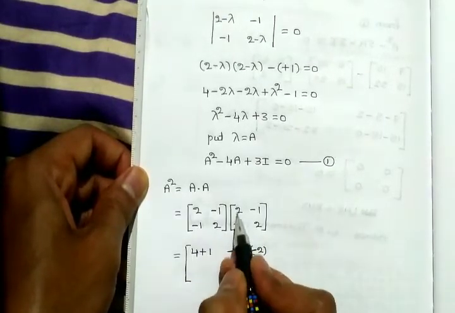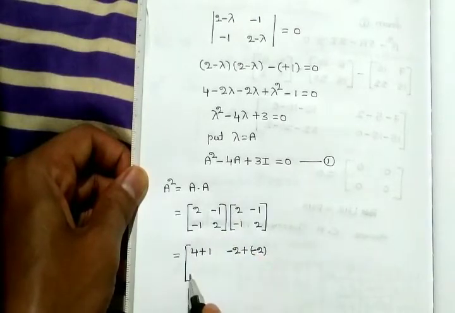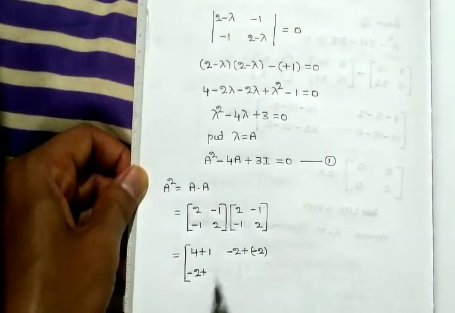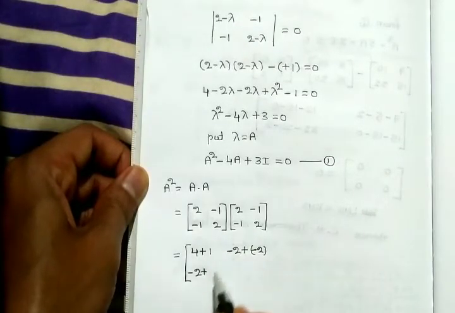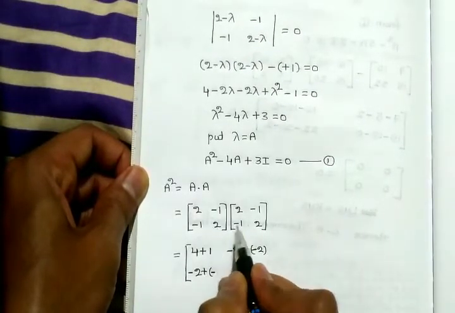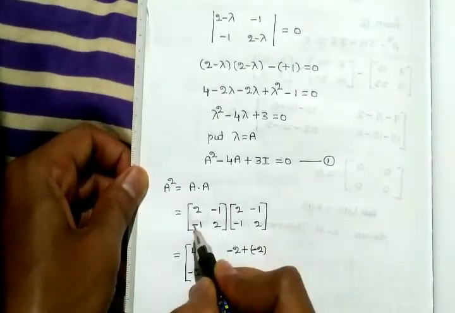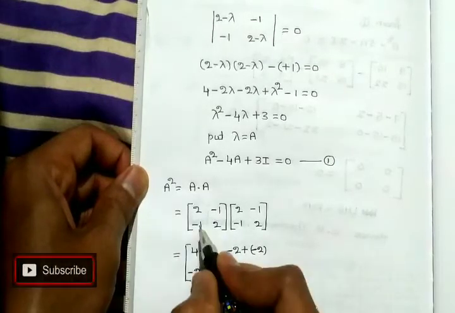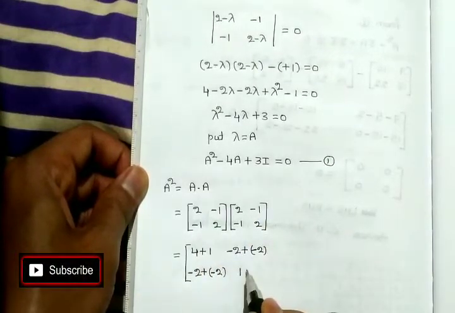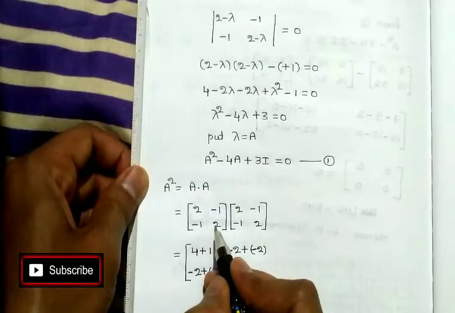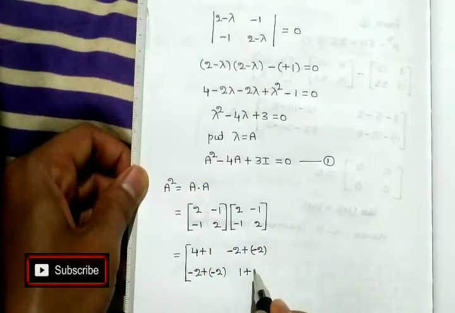Next, second row, first column: minus into plus is minus, 1 into 2, 2; middle again positive sign, plus into minus is minus, 2 into 1 is 2. Next, second row, second column: minus into minus is plus, 1 into 1 is 1; middle positive sign, 2 into 2 is 4.